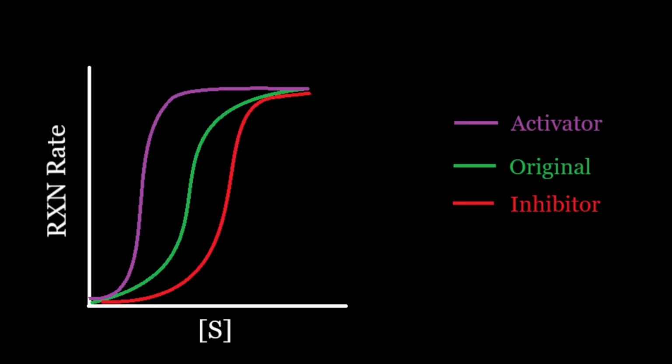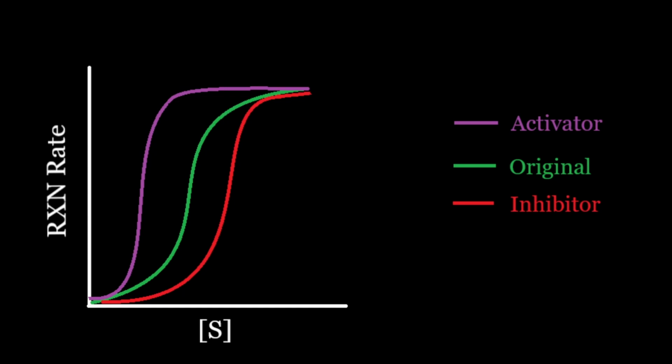Something called allosteric effectors can shift these curves. Activators make binding easier, shifting the curve to the left. For example, ADP can act as an activator in metabolic pathways, signaling that cells need more energy and speeds things up. Notice how it takes less substrate to reach a higher reaction rate.